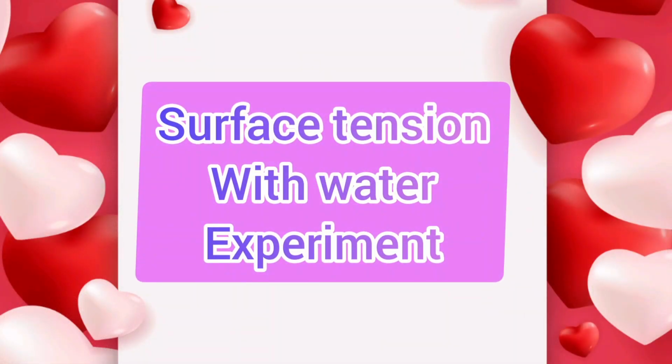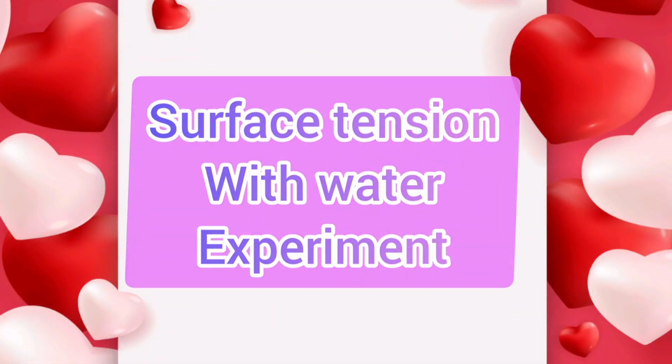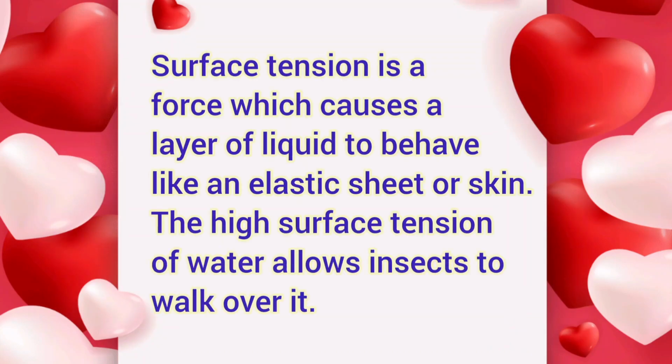Surface tension with water experiment. Surface tension is a force which causes a layer of liquid to behave like an elastic sheet or skin. The high surface tension of water allows insects to walk over it.